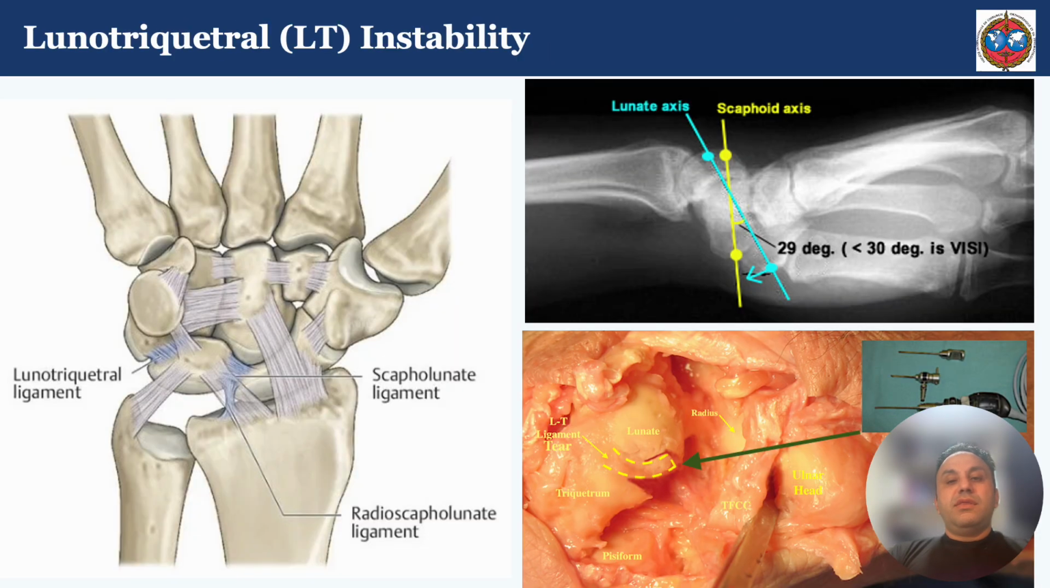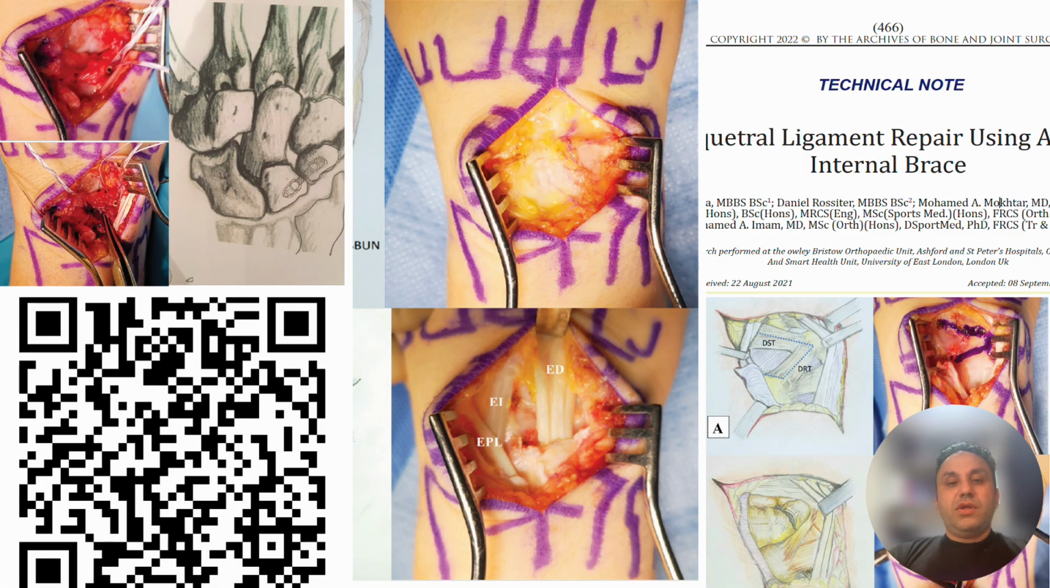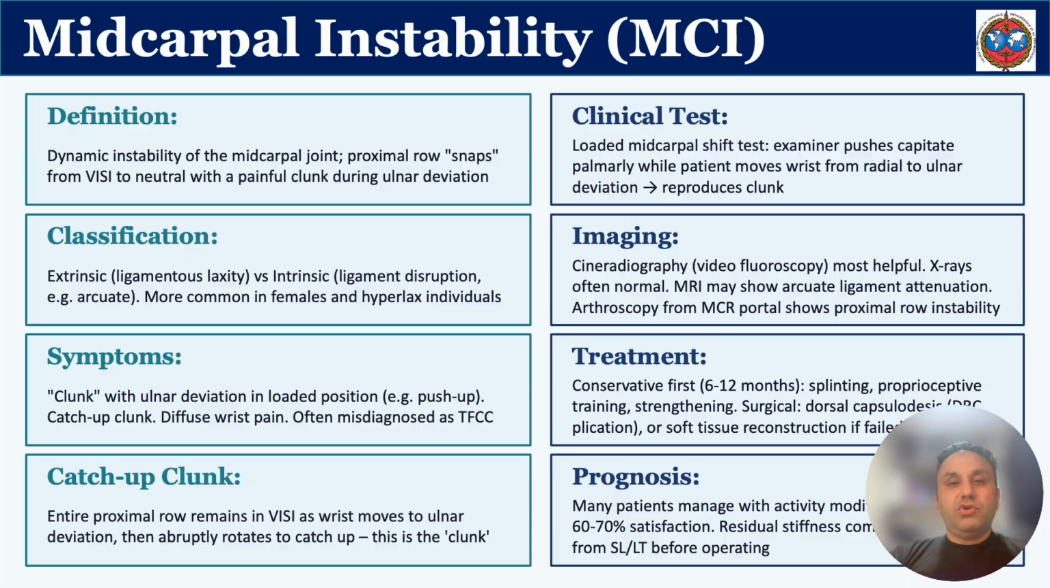Different options have been described, and these are the radiographic findings, and you can see the ligament there on the diagram and the cadaveric dissection. We wrote our technical note of producing an artificial ligament augmentation and repair of the lunotriquetral ligament, which you can access there.